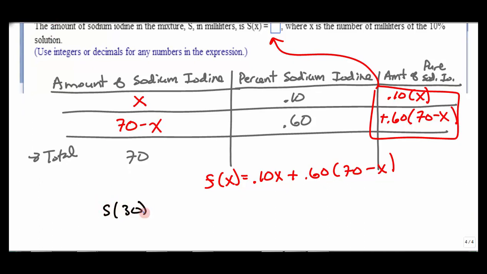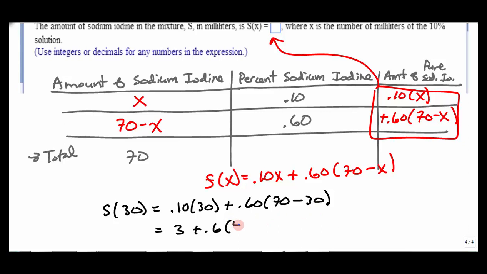Well, S of 30 basically means everywhere that I see an X, I'll plug in a 30. Okay, so 10% of 30 would be 3, and then I have plus 0.6 times 70 minus 30, which is 40. Now order of operations, I have to be careful here. I do this multiplication first. 60% of 40 would be 24. So I get 24 plus 3 is 27. So what we're looking at there is 27 mils.